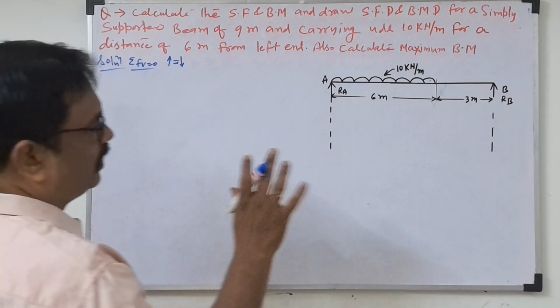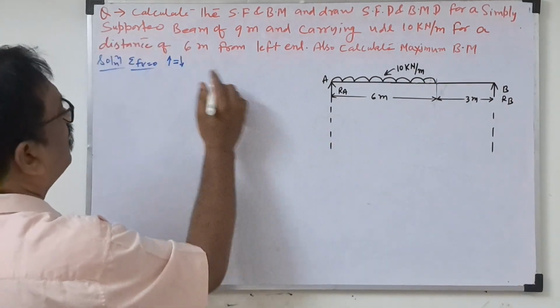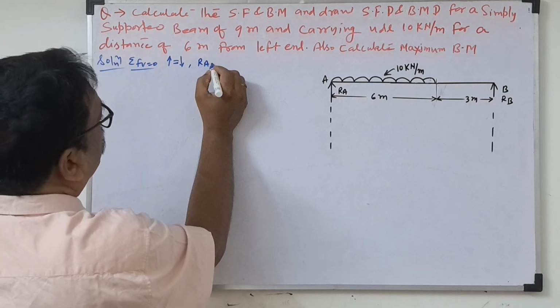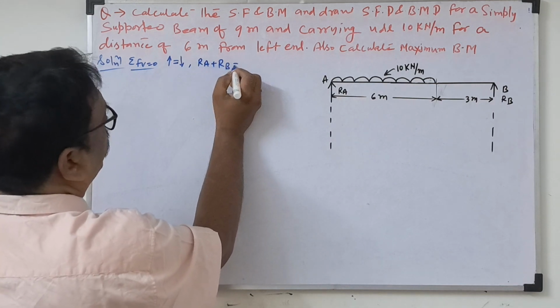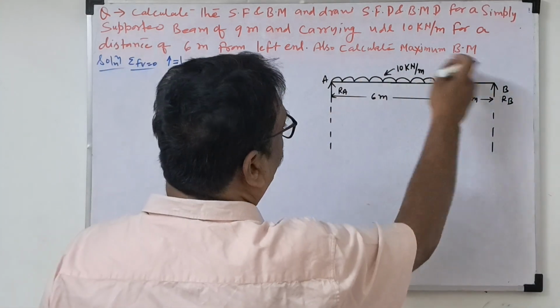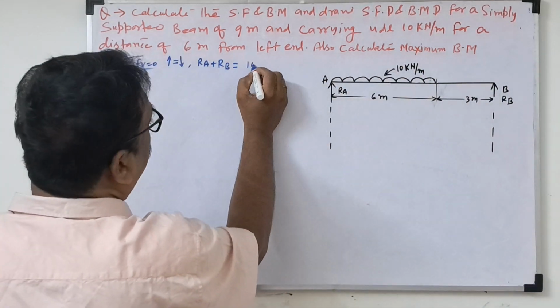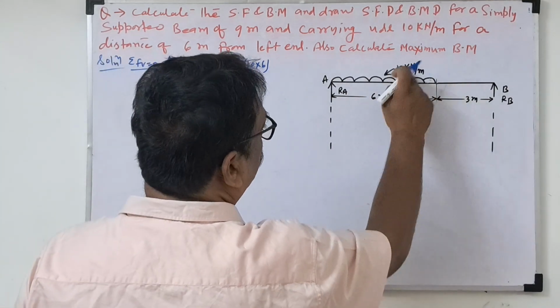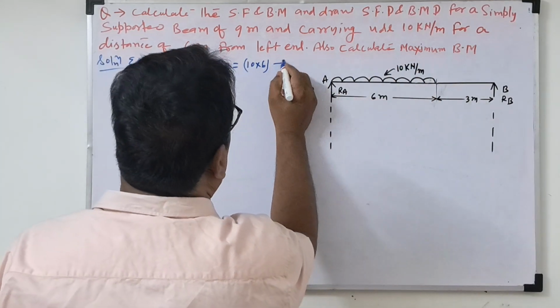We are not taking sign conventions for that. So RA plus RB is equal to the load. Only the UDL is there, so how much? 10 kilonewton into 6 meters, which is 60 kilonewton. This is equation number 1.